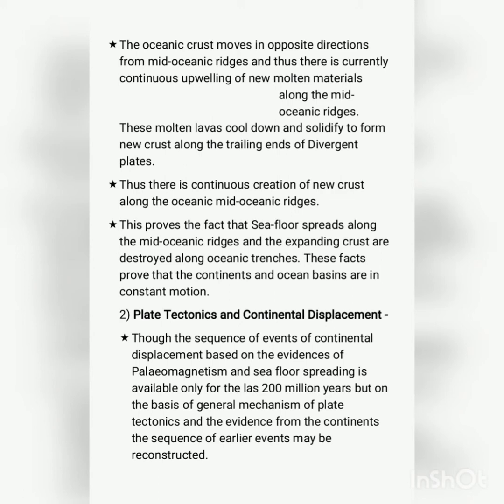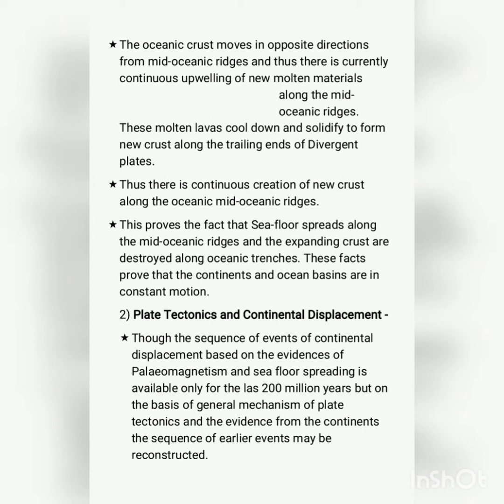Now the oceanic crust moves in opposite direction from the mid-oceanic ridge, and thus there is a continuous upwelling of new molten materials along the mid-oceanic ridges. Again, when the oceanic crusts move in opposite direction, there is a formation of the mid-oceanic ridge, and along its line there is a continuous outpouring of new molten materials. It could be magma, it could be lava. Now these molten lavas cool down and solidify to form a new crust along the trailing ends of divergent plates.